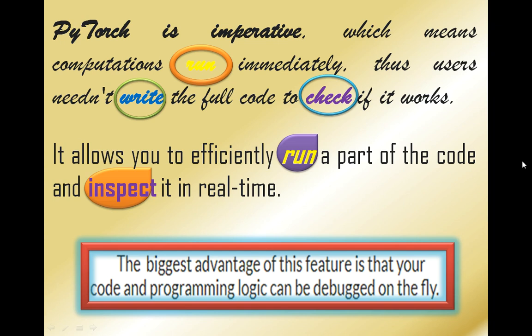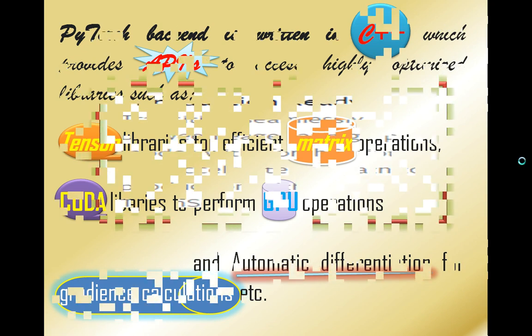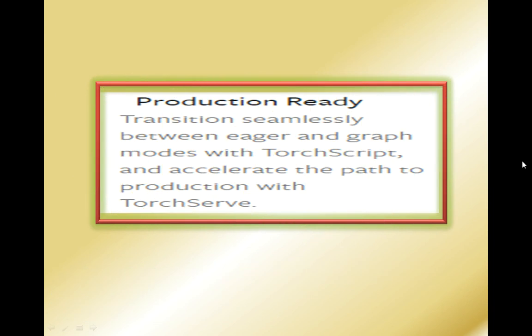Next is PyTorch backend is written in C++. It provides APIs to access highly optimized libraries such as tensor libraries for efficient matrix operations, CUDA libraries to perform GPU operations, and automatic differentiation for gradient calculations, etc. Next feature is it is production ready. With TorchScript, PyTorch provides ease of use and flexibility in eager mode, while seamlessly transitioning to graph mode for speed, optimization and functionality in C++ runtime environments.